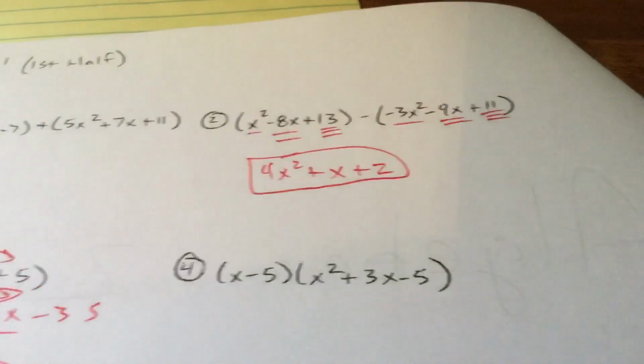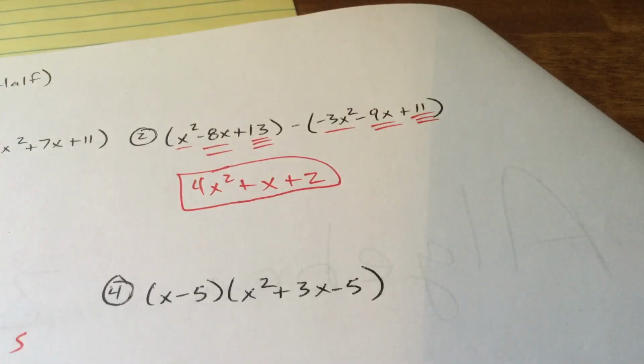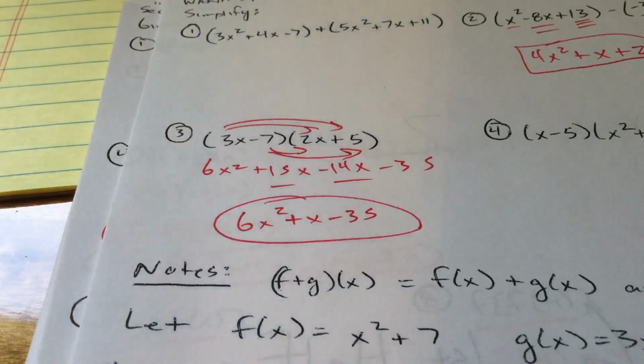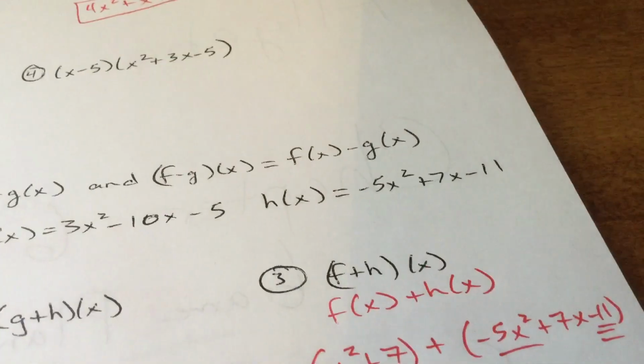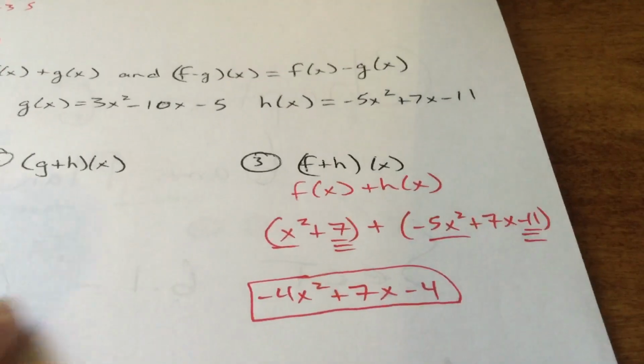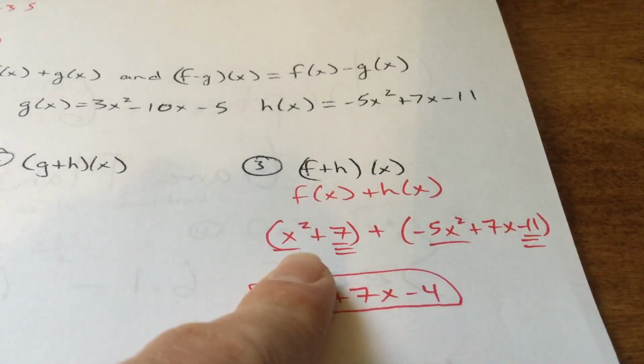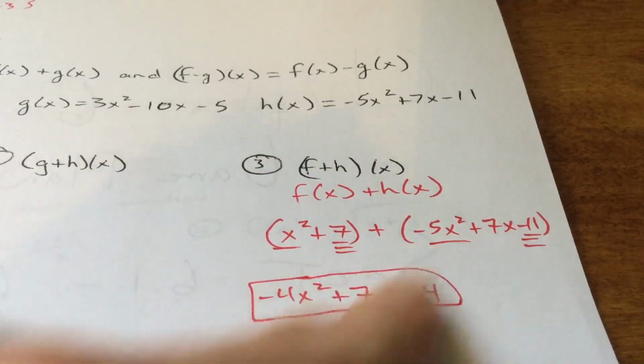On page 1 here, just the warm-up, combine like terms. There you go, subtract. All we're doing is distributing, foiling. There's our answer for that warm-up. Now, f plus g of x is simply f of x plus g of x. F minus g of x is simply f of x minus g of x. So when it says f plus h of x, just do f of x plus h of x. That equation, which is f of x, add it to h of x and simplify like terms.